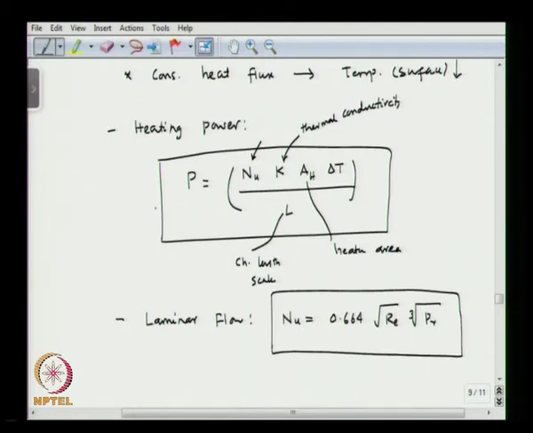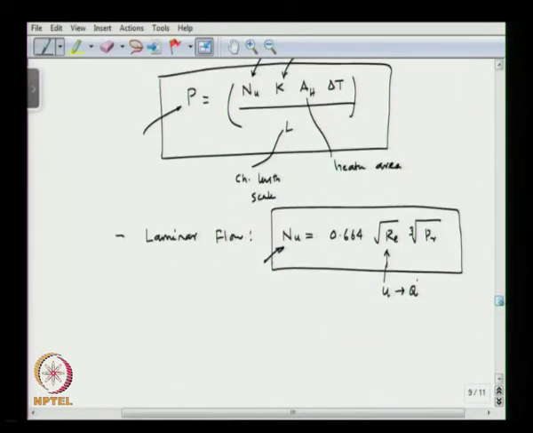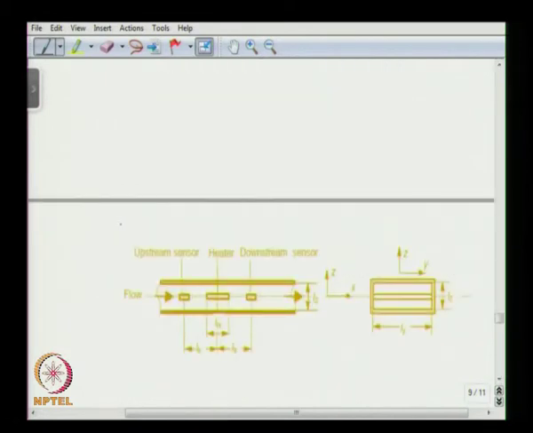So, by knowing the heating power, we can calculate Nusselt number, and from the Nusselt number we will be able to calculate the flow velocity. So, we can predict what is going to be the flow rate. Okay. So, that is how the hot wire sensors work. Now, let us look at calorimetric sensors.